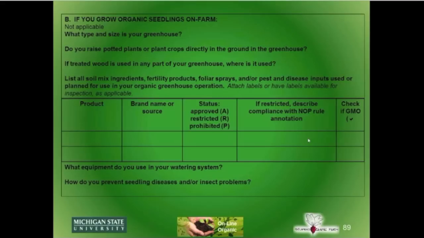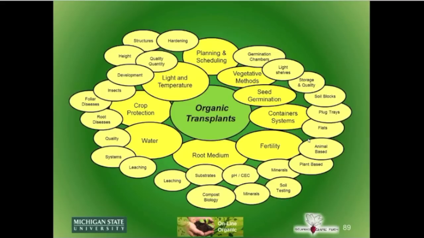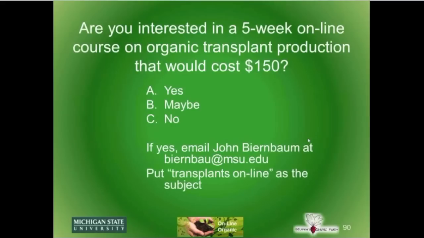You would also, if you were doing them yourself, have to have a list of all the materials that you added and where they came from, and make sure you are only using approved materials, not restricted or prohibited materials, unless you talked about those with your certifier. So it takes time to keep track of what you put in, but that's just one part of a successful organic transplant production. And with that, we've covered, again, a lot of these topics.